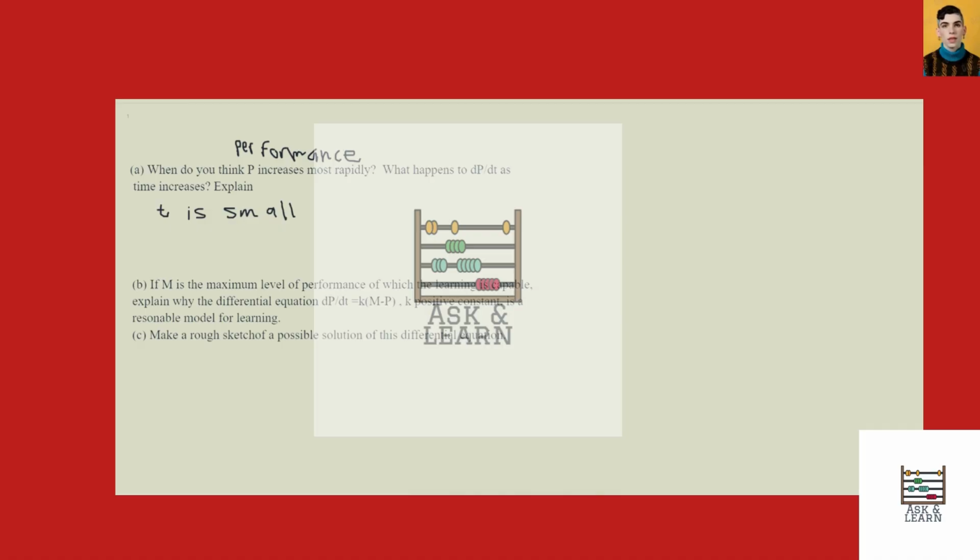So I want to put these two together. As the change of the performance over time, well, since it's increasing most rapidly at the beginning, we would expect it to slow down at the end. So we can say that dP by dt should go to 0 as t goes on, so t goes to infinity.